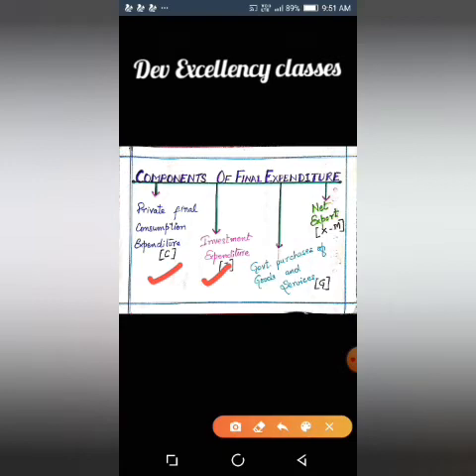Now the next one is investment expenditure. It means addition to real capital stock during a year. It is also termed as gross domestic capital formation. It includes business fixed investment, inventory investment, residential construction investment, and public investment. Clear?